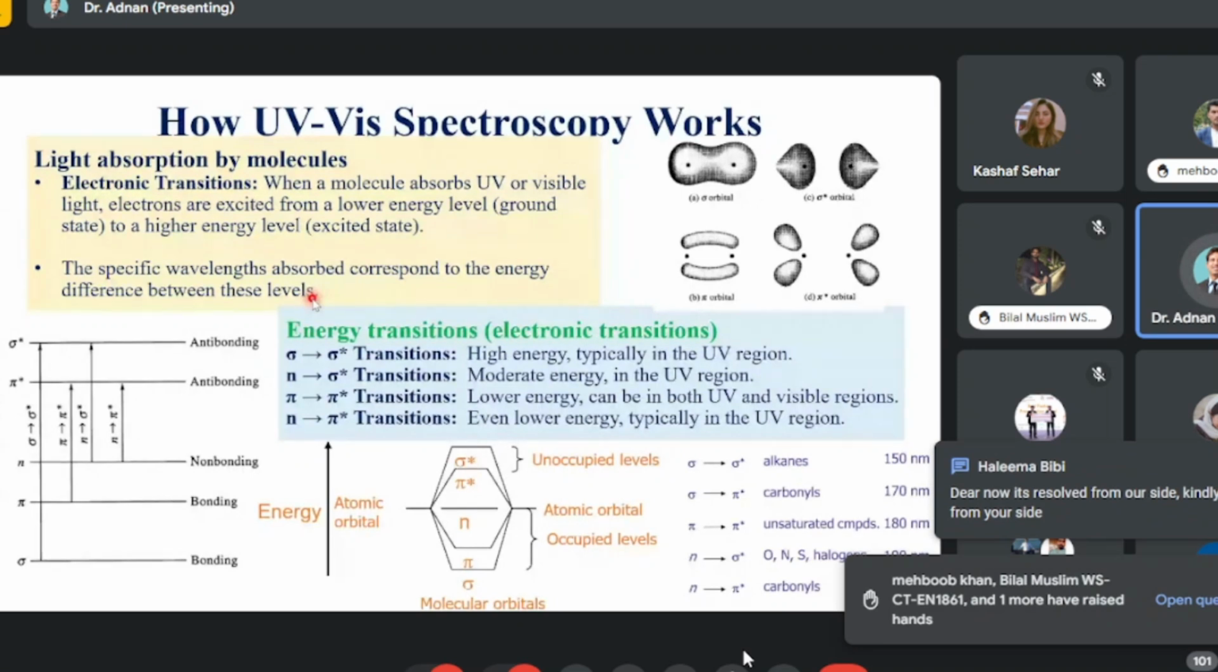You guys might know that there are three types of molecular orbitals: bonding orbitals, non-bonding orbitals, and anti-bonding orbitals, where the transition of electrons takes place by the absorption of specific wavelengths. So there are four types of transition that take place during the electronic transition in UV visible spectroscopy. The first one is sigma to sigma star, which is high energy, typically in the UV region. Then n to sigma star, that is of moderate energy, that also occurs in the UV region.